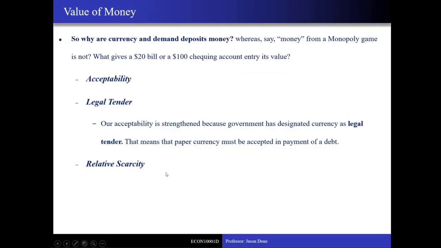And relative scarcity is also very important. You wouldn't use sand or something like that that's very abundant as a form of money, because it's so abundant it could never really hold much of its value. In the past, this is why gold and silver, these precious metals, were commonly used as money, because they were relatively scarce. And so they will always have value. Again, this is why the government makes it illegal to counterfeit our currency, because that makes it not relatively scarce.